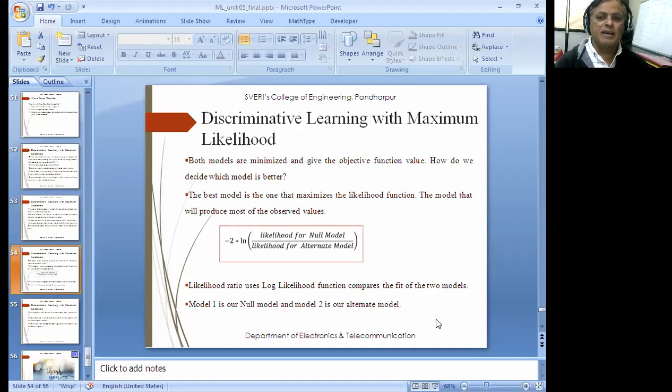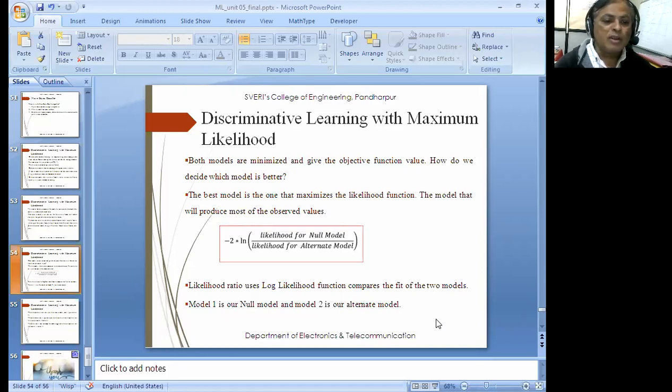So how it can be calculated with the help of likelihood ratio. So how that ratio is calculated as -2 into log of the likelihood for null model divided by likelihood for the alternative model. So अभी इन दोनों में कौन सा मॉडल नल है और कौन सा मॉडल अल्टरनेटिव है? सो हमको ये देखना है. Likelihood ratio uses log likelihood function, compares the fit of the two models. So it is going to find out which model is the fit model.